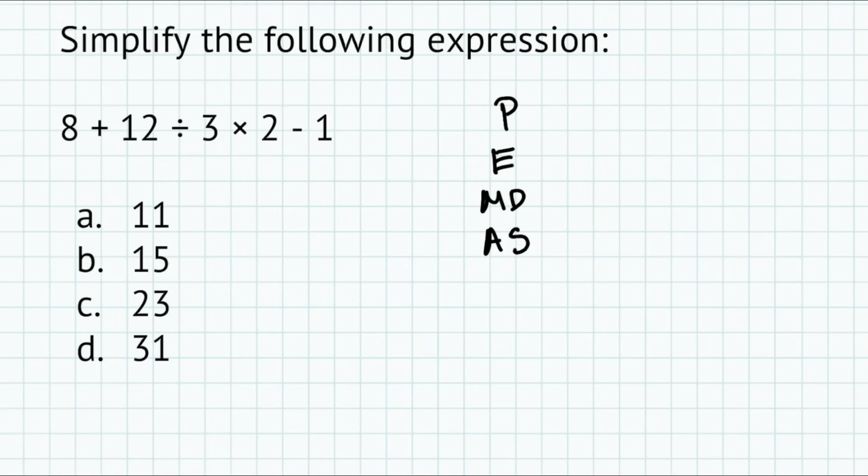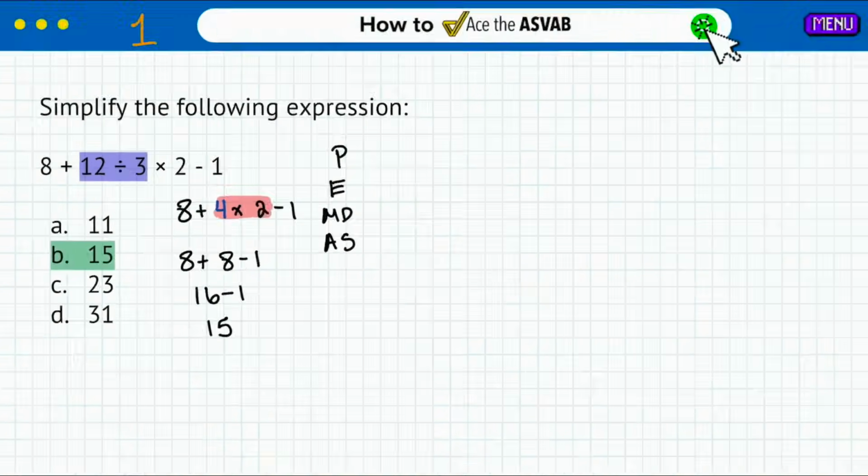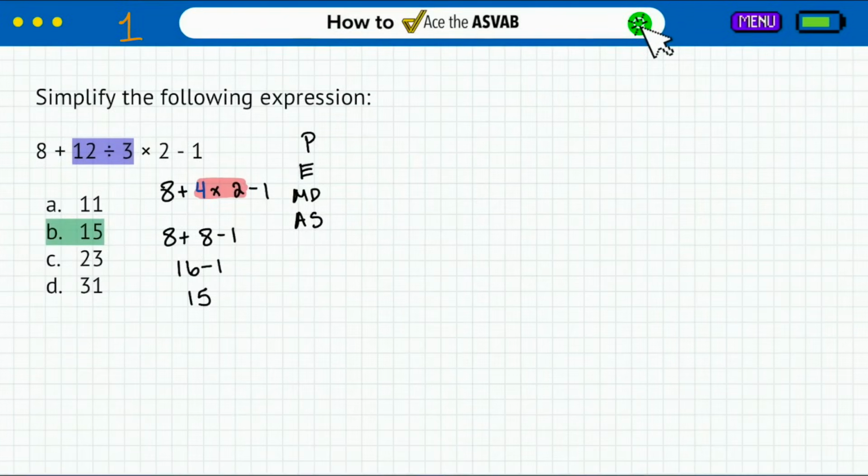So we're going to be doing the 12 divided by 3 first. So we'll end up having 8 plus 12 divided by 3, which is 4. Write everything else out, and we continue on knowing that we're going to multiply now right here. Once we're done multiplying, that's going to be another 8. So we'll have 8 plus 8 minus 1, which is 16 minus 1, giving us a final answer of 15. And that's why B is the correct answer for question number 1.